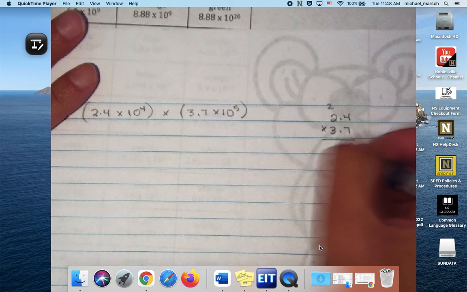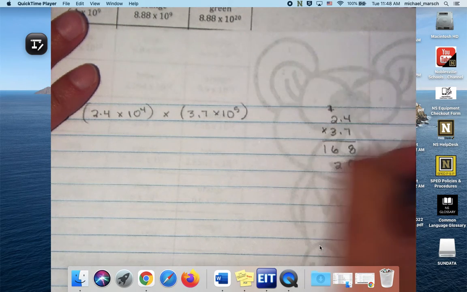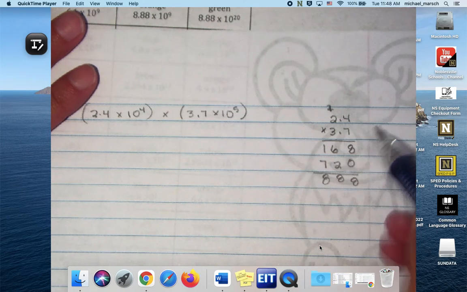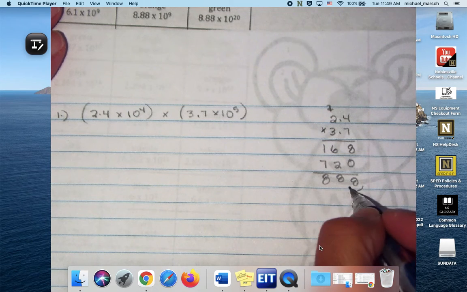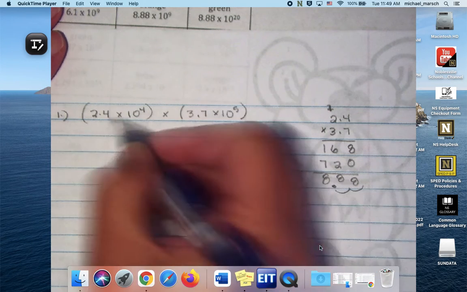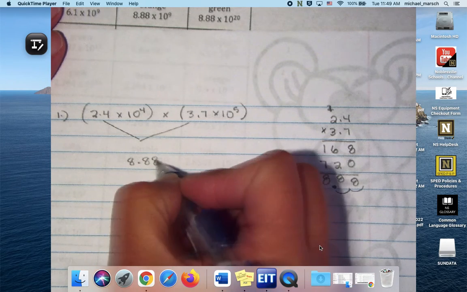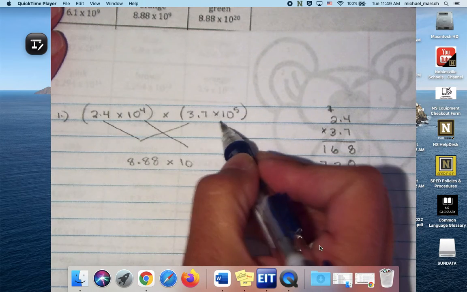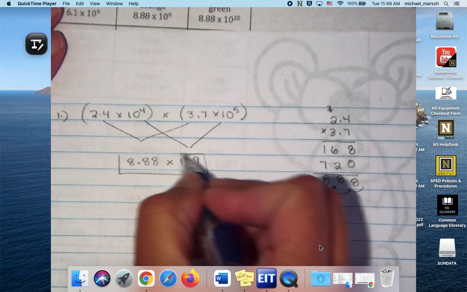8, carry a 2, 16. How many numbers are behind the decimal? Yep. I have 2 digits behind the decimal in the question, so I need 2 digits behind the decimal in my answer. So now I have 8.88 times 10 to the 9th. So that's number 1. We'll do that one together.